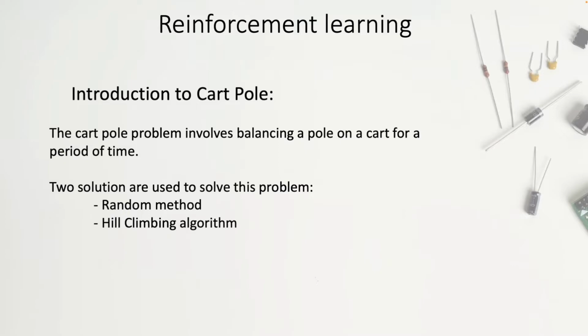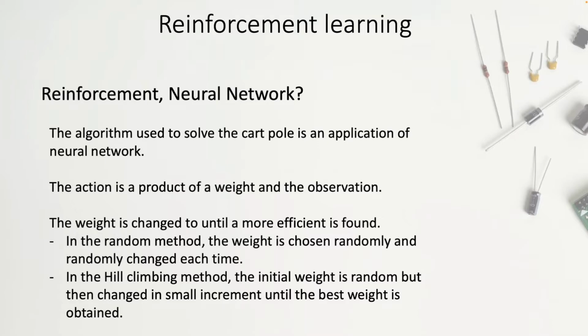Introduction to the cart pole problem. The cart pole problem involves balancing a pole on a cart for a period of time. Two solutions are used to solve this problem: the random method and the hill climbing algorithm. When we're doing those two methods, it is very close to a neural network. The algorithm used to solve the cart pole is an application of a neural network. The action is a product of the weight and the observation. So the weight is changed until a more efficient one is found.